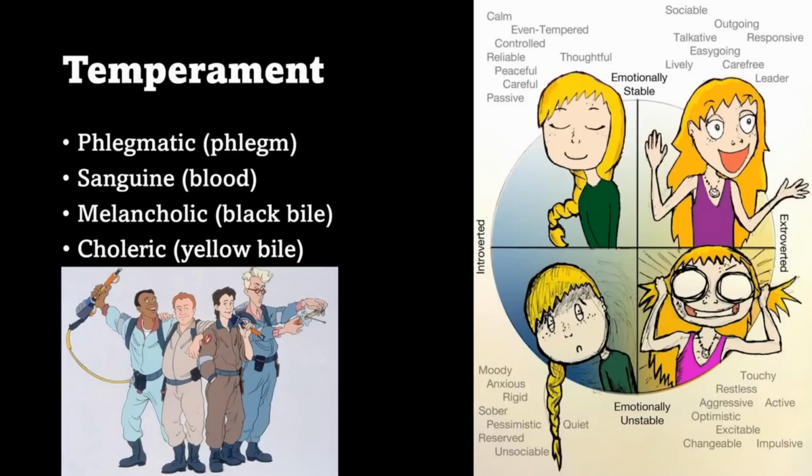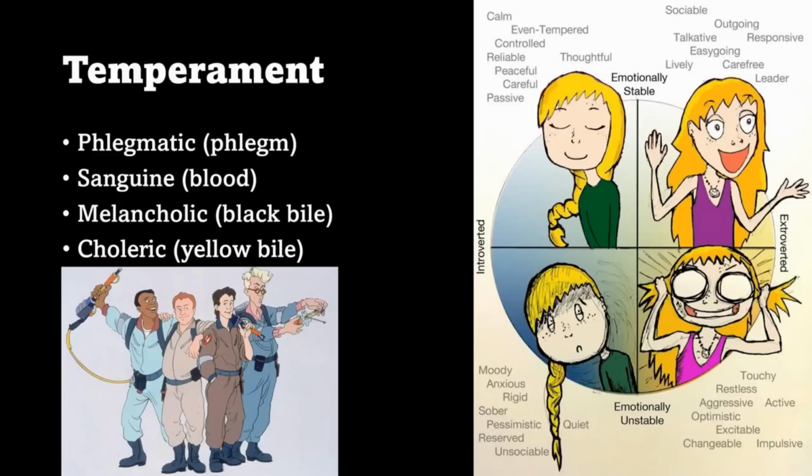But anyway, starting clockwise, we have the phlegmatic man, or the phlegmatic person, if you want to be PC, who is calm, even-tempered, controlled, thoughtful, reliable, peaceful, careful, and passive. Phlegmatic characters, classically, tended to be more feminine, although you can get male phlegmatic characters too. A bit more easygoing, they tend to keep their cool in many different situations. A lot of good characters are phlegmatic, but they're also a little bit passive too, not that headstrong.